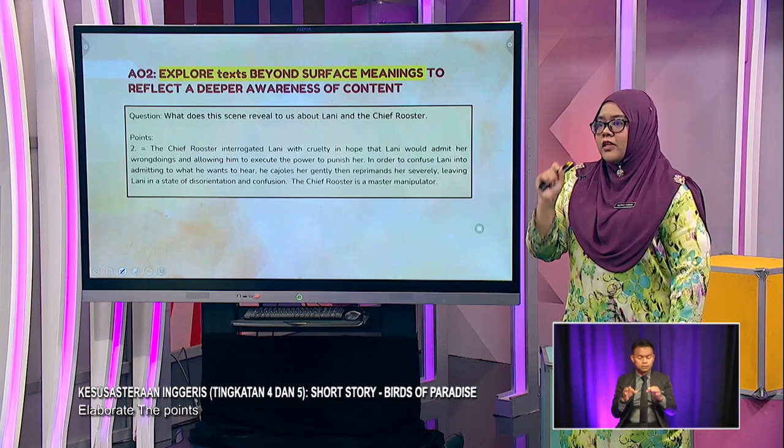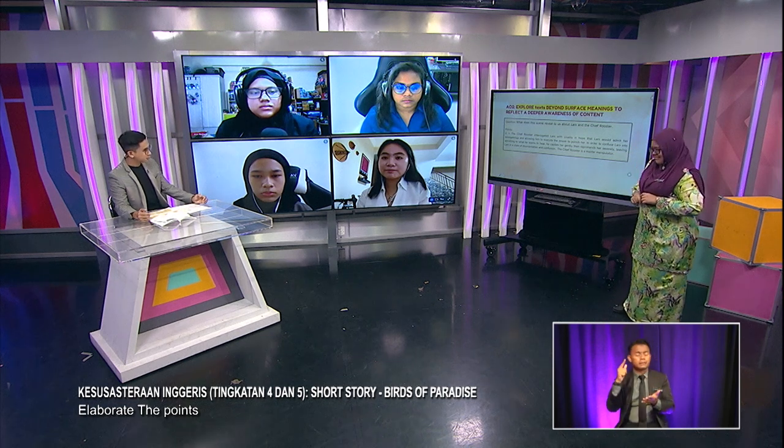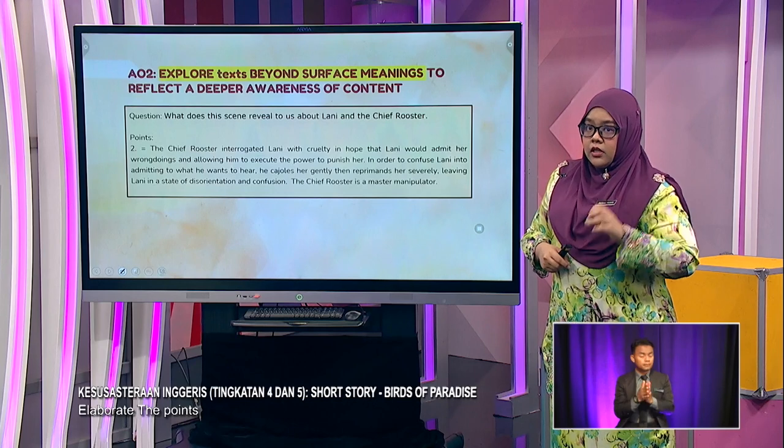What is the chief rooster afraid of? So first of all, he's afraid of losing his power. He wants to execute his power. I am the chief rooster. I am the one who controls this island. You must follow me. Or else he will lose control of one chicken. If you lose control of one chicken, what would happen? Everyone else would probably follow along. Exactly.